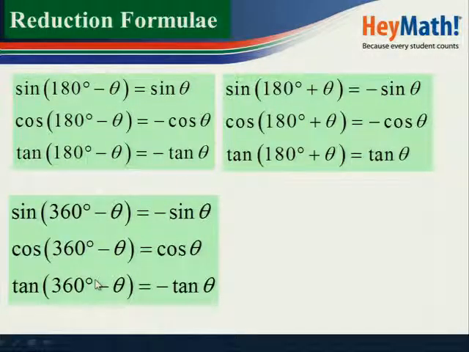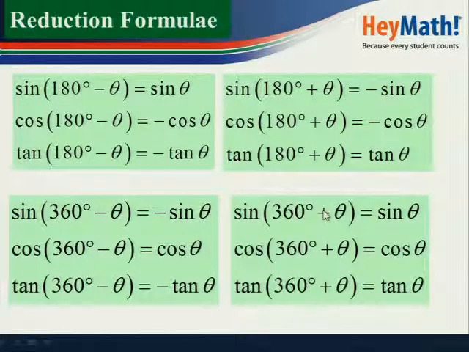CAST diagram: its role is to indicate the positive trig ratios. 180 degrees minus theta is an angle in the second quadrant, so in the second quadrant it's only sine that is positive. Cos and tan will then be negative. 180 degrees plus theta is in the third quadrant, and in the third quadrant it's only tangent that is positive. Sine and cos are negative. And 360 degrees minus theta is an angle in the fourth quadrant, where only cos is positive. Sine and tangent are negative.